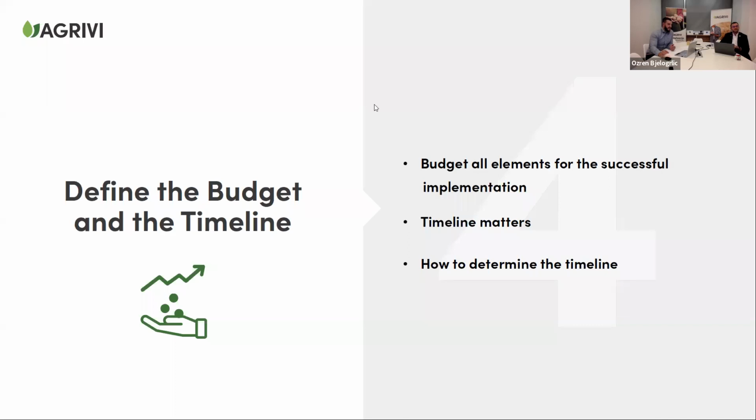The 4th step should be for you to define the budget and the timeline. Now, this can be very tricky as something that is very new. The IT systems are changing rapidly. We should budget all elements for the successful implementation, and we'll talk about those just in a second on the next slide.